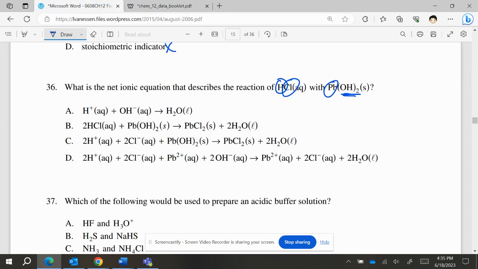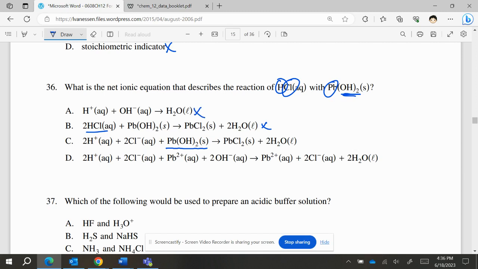So this is kind of a tricky question because it's a little bit of chapter 3, chapter 4 in there. And Pb(OH)2 is solid right here. So we have to write that. So it has to be net ionic. HCl, once it's placed in water, is completely ionized and turns into H plus and Cl minus. So it cannot be this one right here. It says HCl together. Pb(OH) and PbCl are forming precipitates, so it can't be that one right here.